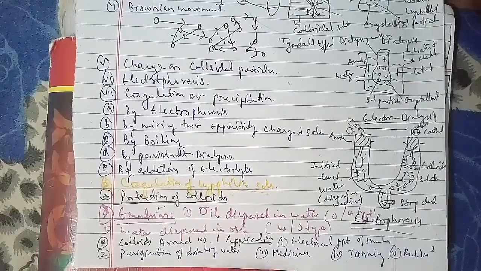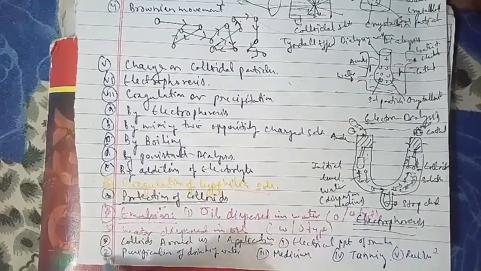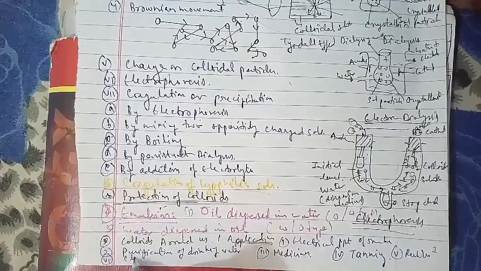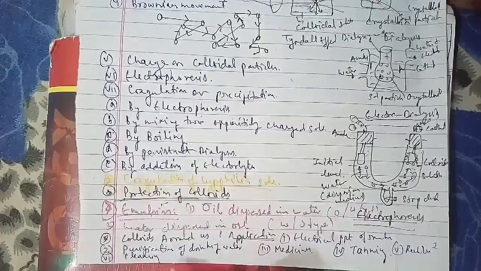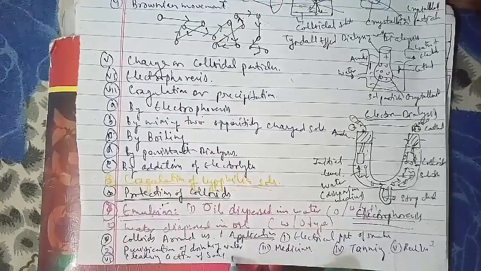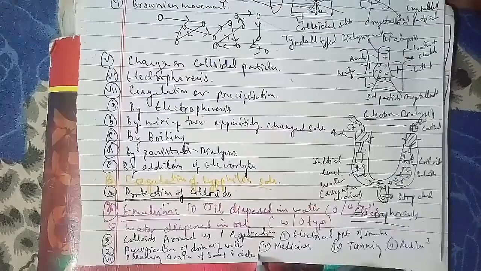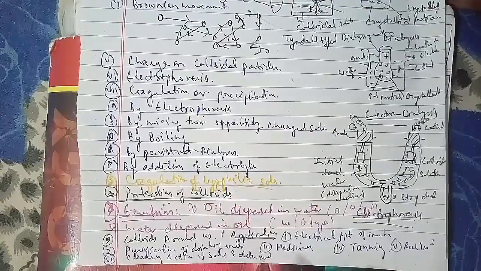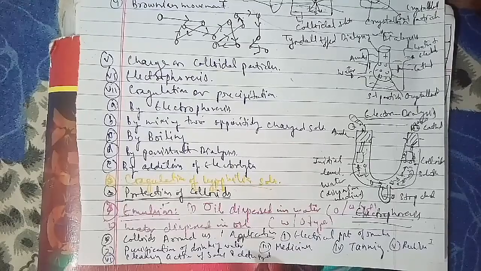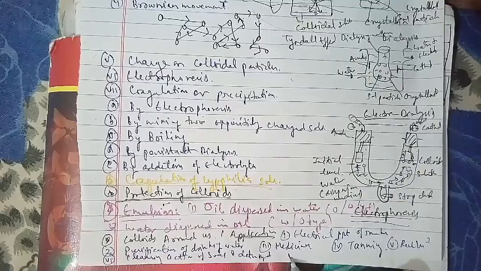We'll talk about the sixth one here, which is the cleansing action of soap and detergent. This has already been described earlier. Now we have photographic plates and films, which is the seventh one.